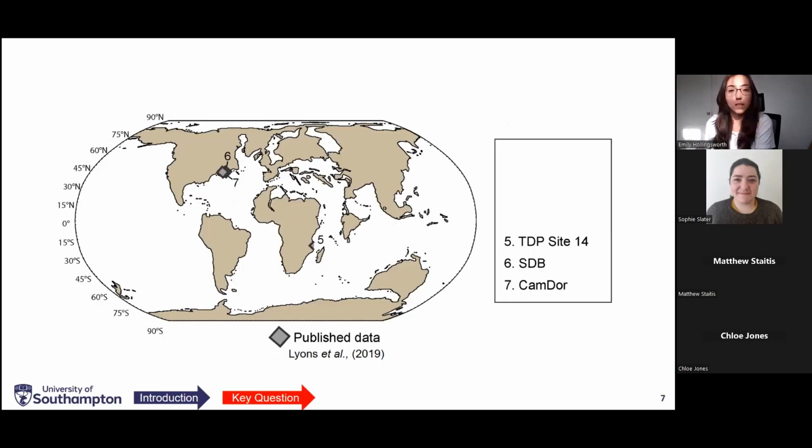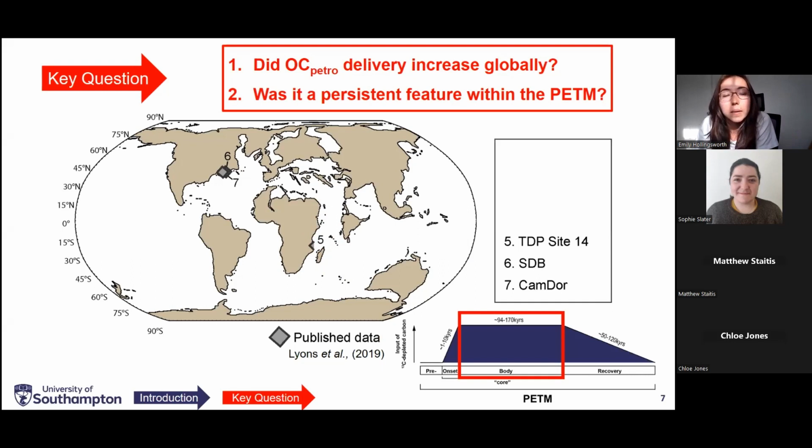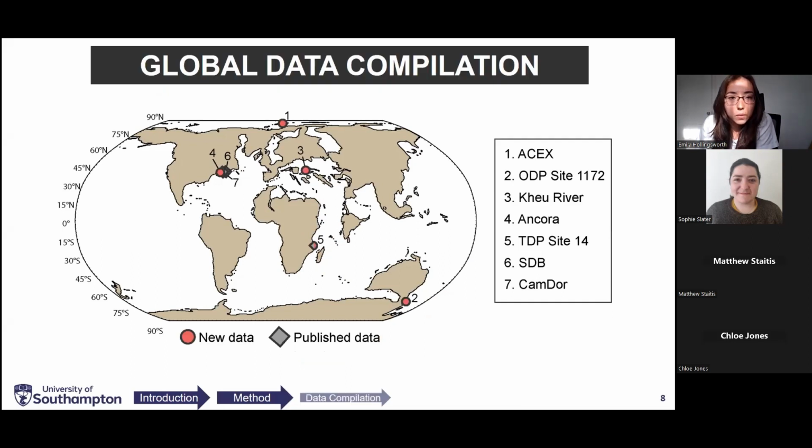But this study is just based on 2 regions. So firstly, you've got the Atlantic coastal plain, these sites 6 and 7 here, and then also this site in Tanzania. And so our main question was, do we see this anywhere else? Is this just a signal that's regional, or is this something that's global? And also, was it something that just occurred within the body of the PETM, or was it actually something that occurred throughout the PETM? And to answer these questions, this is where the data compilation comes in.